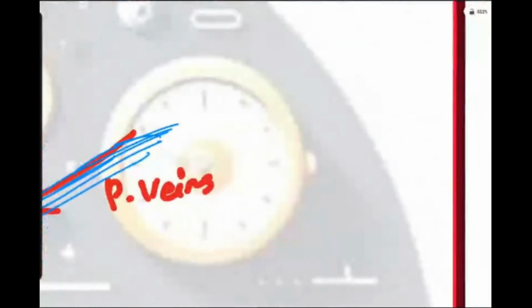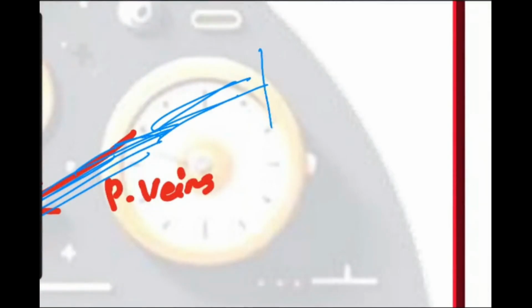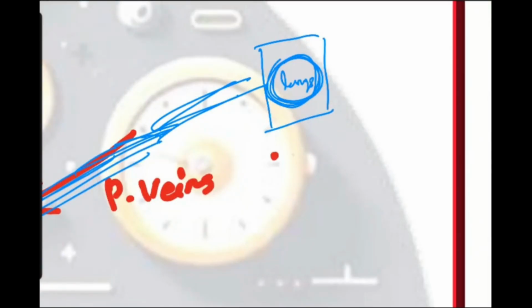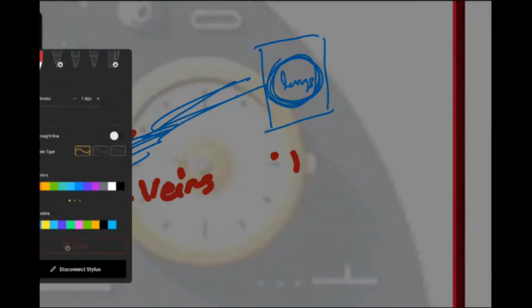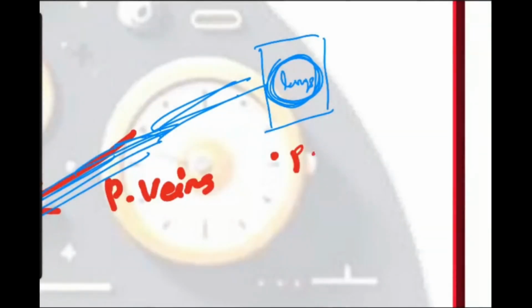So blood goes into the pulmonary veins, and then what happens? Pulmonary veins are connected to the lungs, so blood goes into the lungs. So this left heart failure will lead to pulmonary edema.